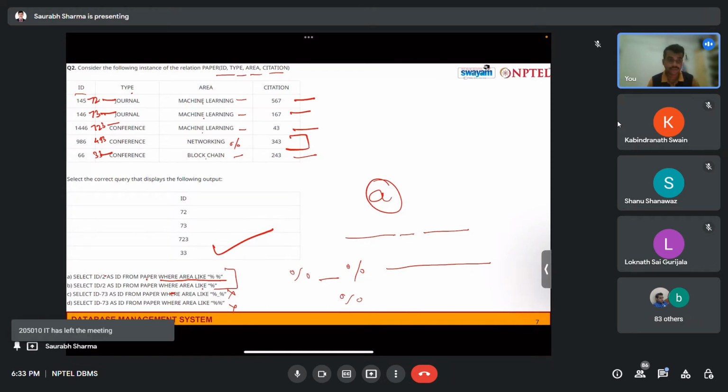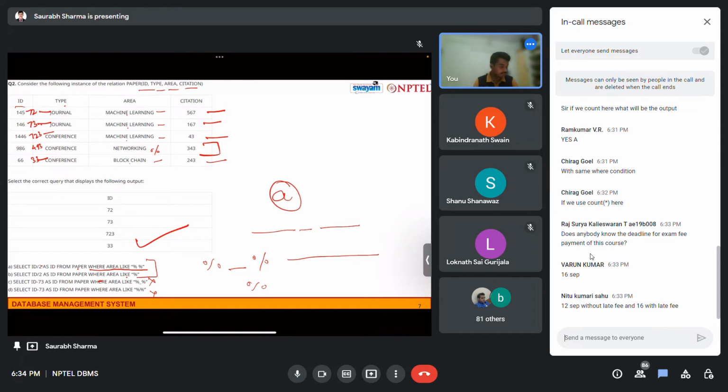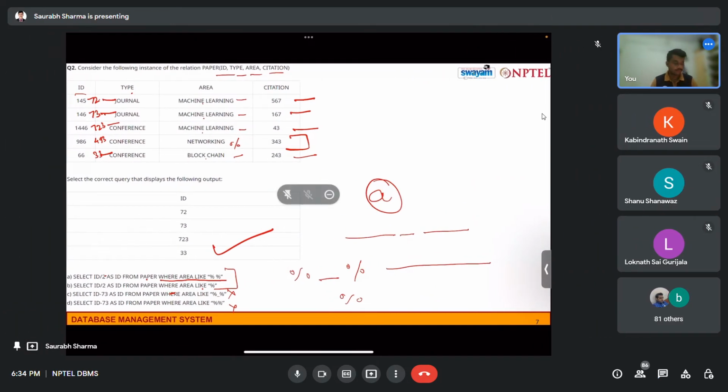Okay, coming to the question you are asking. If you use count, it just takes the number of tuples we are extracting, so that will be 4 only. The number of rows matching the exact conditions is what we retrieve with this count.